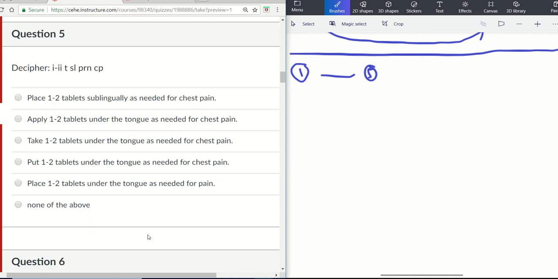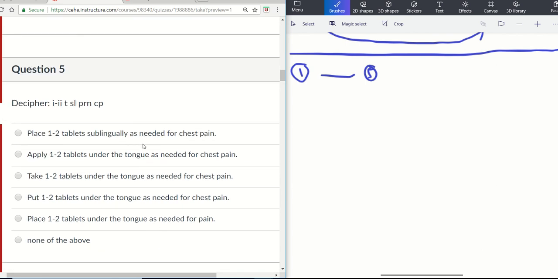All right, the last one for deciphering. We're going to place how many? Under the tongue as needed for CP, chest pain. Place 1 to 2 tablets sublingually. Uh-oh. Can't say sublingually. The patient doesn't understand what sublingual means. Yeah, they may not know what that means. So place 1 to 2 tablets under the tongue as needed. No, they're missing the chest pain. So this one, I suspect it's 4. The 4th one's a put. Never mind. So we'll go with that one.